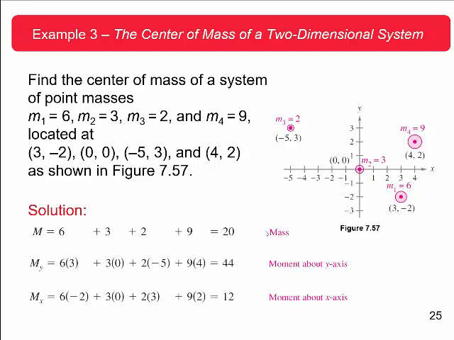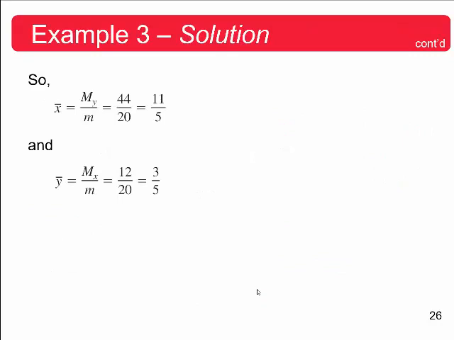Do the same thing for the x-axis. You take the corresponding mass, but the moment about the x-axis works the opposite way you would think: multiply by the y value. Do that for each mass, and you get 12. So x bar is the moment about the y-axis divided by the total mass, which is 44 divided by 20, which gets you 11/5. And y bar is the moment about the x-axis divided by the total mass, which is 12 divided by 20, which gets you 3/5.